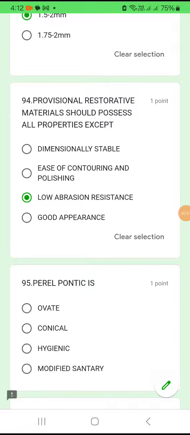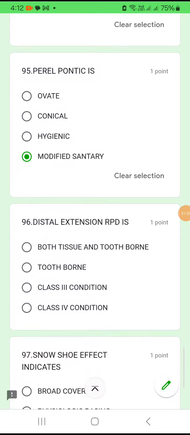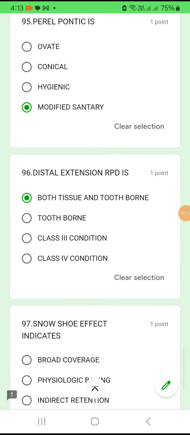Periodontic is ovate, conical, hygienic or modified sanitary. Modified sanitary pontic is periodontic. Okay, option D. Coming on to 96. Distal extension RPD is both tissue and tooth borne or tooth borne itself or class 3 condition or class 4 condition. Distal extension means it is both tissue as well as tooth borne. Option A is the answer.